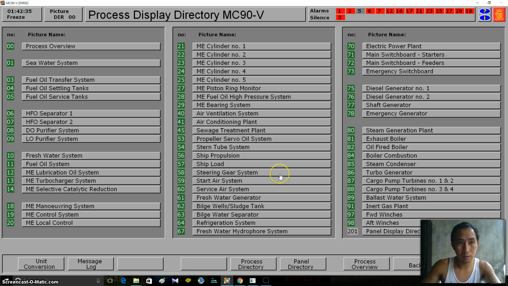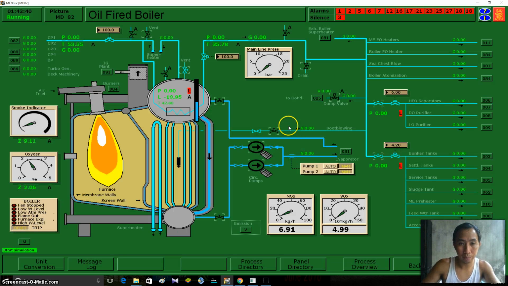Okay, so let's get back again. So we're going to our oil-fired boiler. We're going to set our water here for our circulating pump. Okay, we're going to open the valves from here, and the valves going to our boiler. We're going to start our circulating pump. We're going to put it in and put it to automatic.